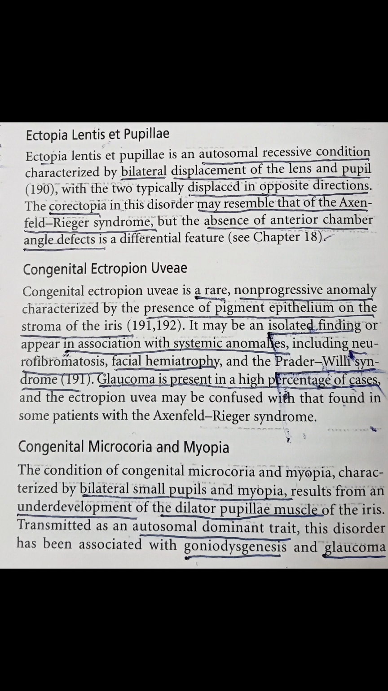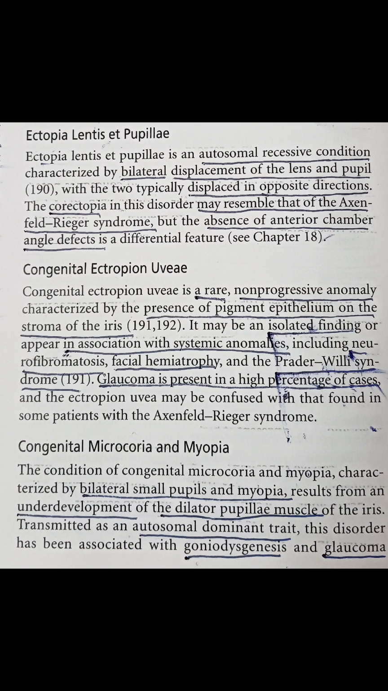The eighth differential diagnosis of Axenfeld-Rieger syndrome is congenital ectropion uveae. Congenital ectropion uveae is a rare non-progressive anomaly characterized by the presence of pigment epithelium on the stroma of the iris. It may be an isolated finding or appear in association with systemic anomalies including neurofibromatosis, facial hemiatrophy, and Prader-Willi syndrome. Glaucoma is present in a high percentage of cases, and the ectropion uveae may be confused with that found in some patients with the Axenfeld-Rieger syndrome.